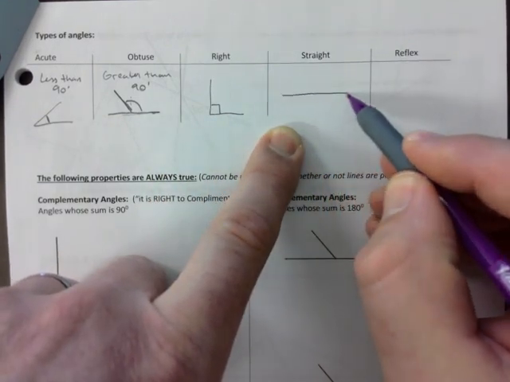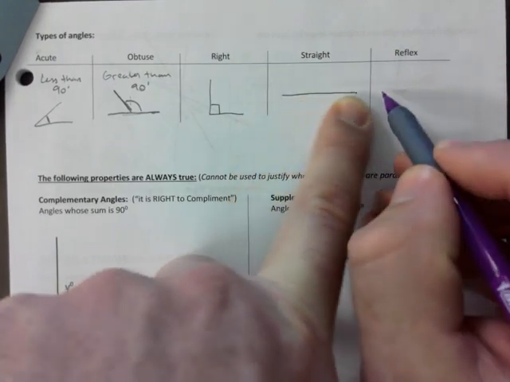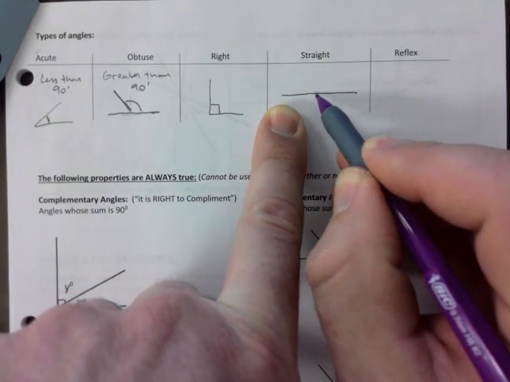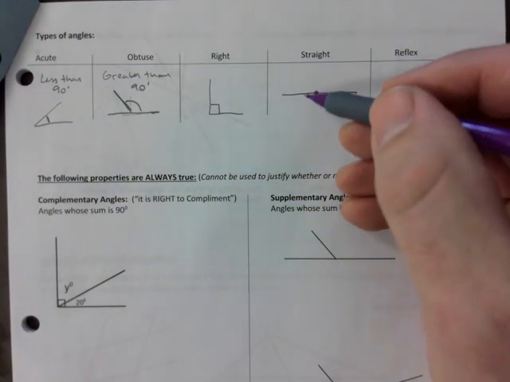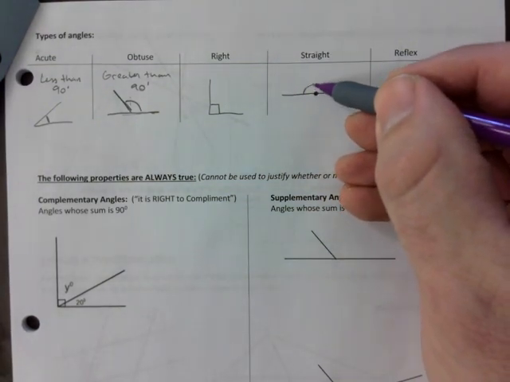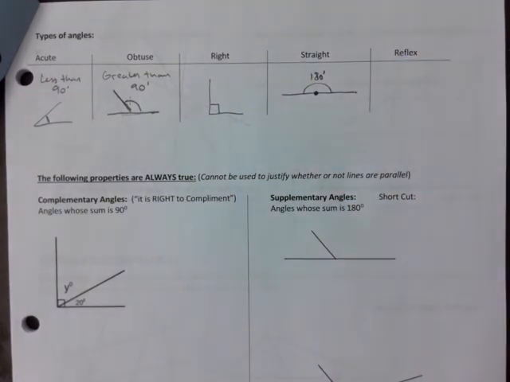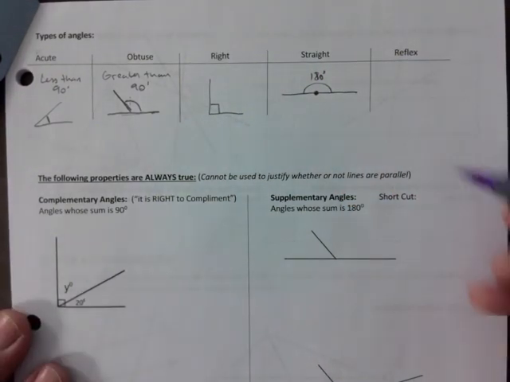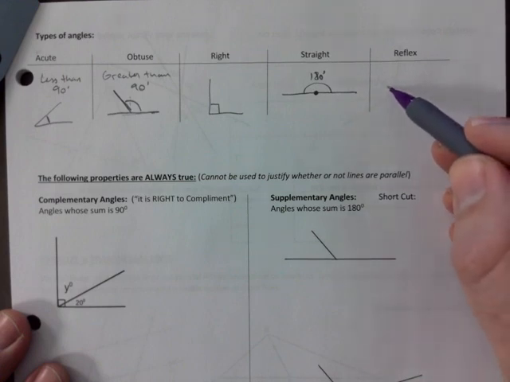A straight angle, when it comes to straight angles, imagine a line here, and you pick any point in there, and you kind of split it. If you were to measure the angle from here all the way to the other side, that's 180 degrees. And a reflex is just greater than 180.